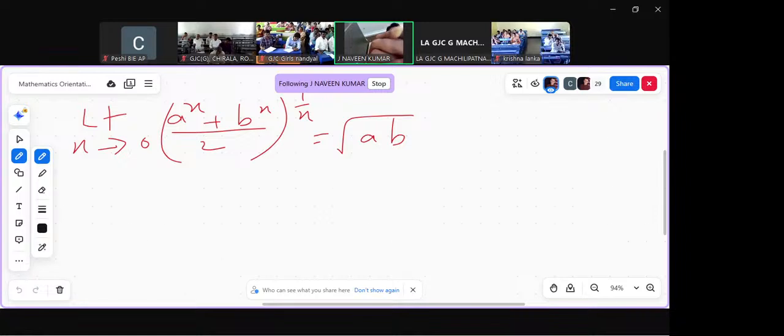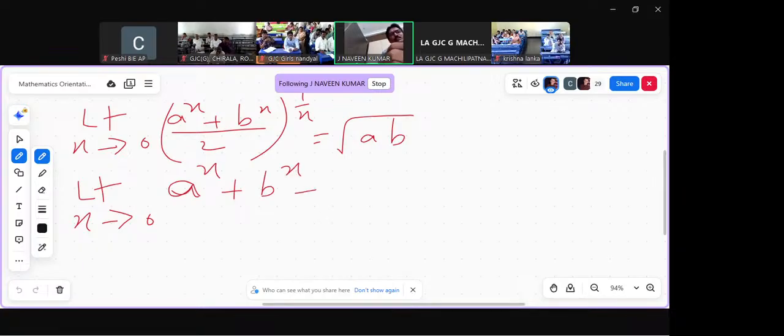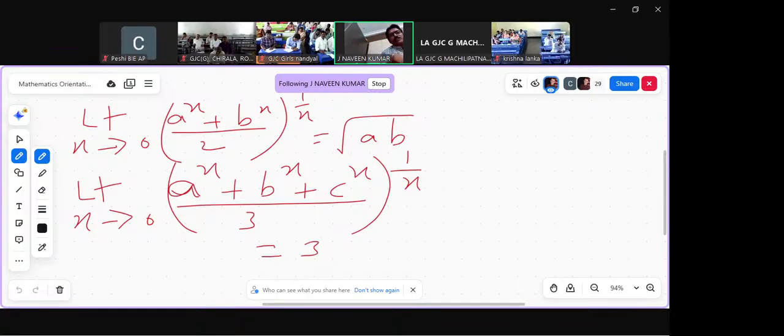Root ab. After getting the proper knowledge, for the students, you can generalize these results as some more shortcuts. If you write limit x tends to 0, (a power x plus b power x plus c power x by 3) whole to the power of 1 by x, you can generalize it as cube root of abc.